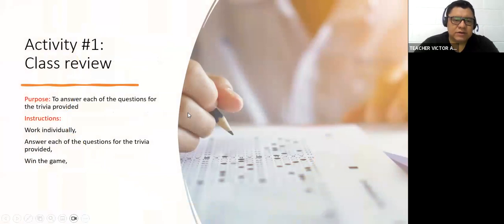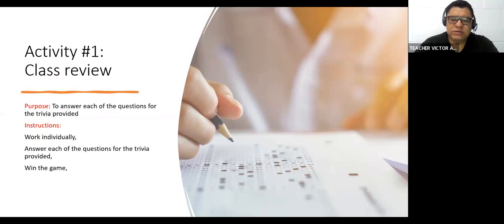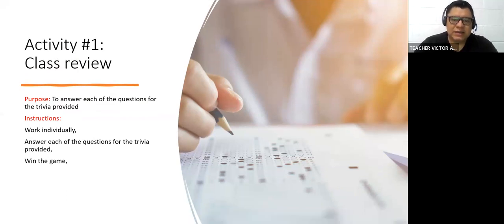So let's just start with the class review. It says to answer each of the questions for the trivia provided, right? I have some questions here. We will discuss those questions, right? And then if you answer correctly, you will get a point for the correct answer. If it is not correct, unfortunately, you won't get any point. But let's find out who gets more correct answers.